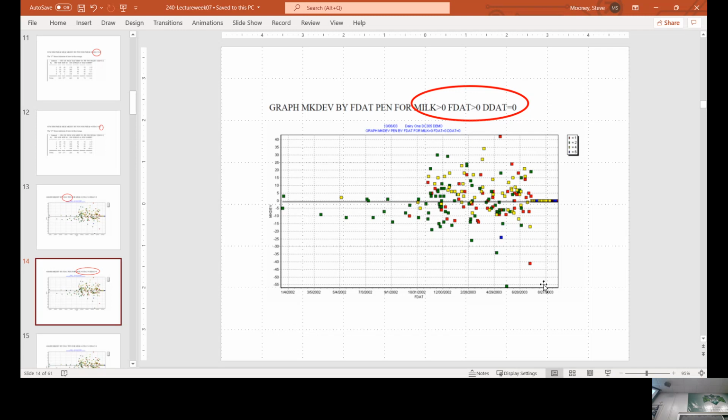So what do we know about the animals above that line? So what is this line going across? 0. So animals above the line are doing what? Better than expected or predicted. So they're doing better than expectations. These animals are doing worse than expectations. So why do we have so few animals over here?